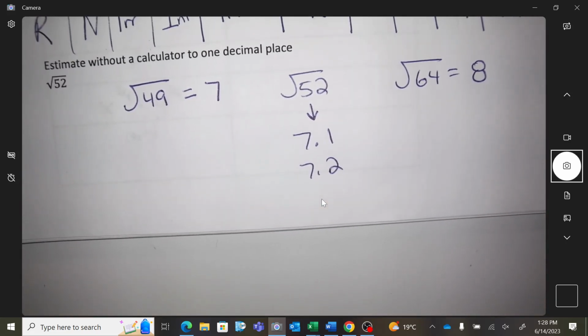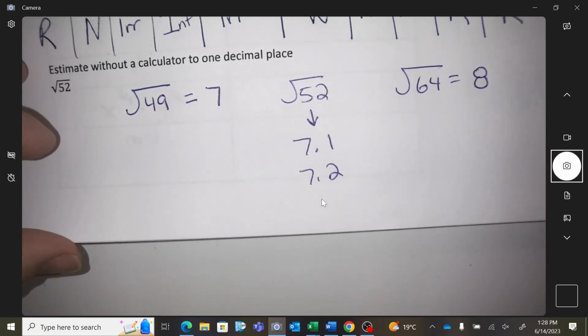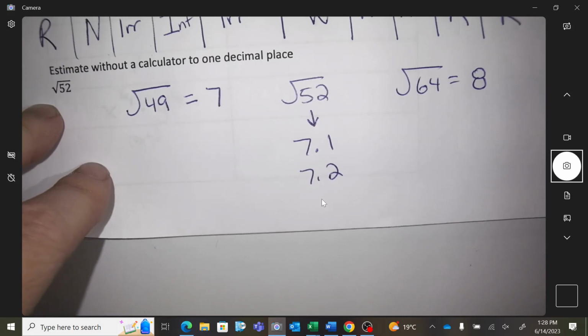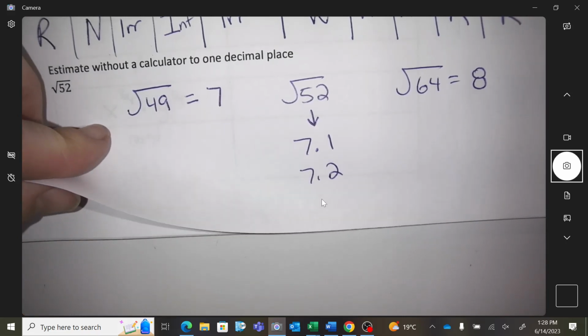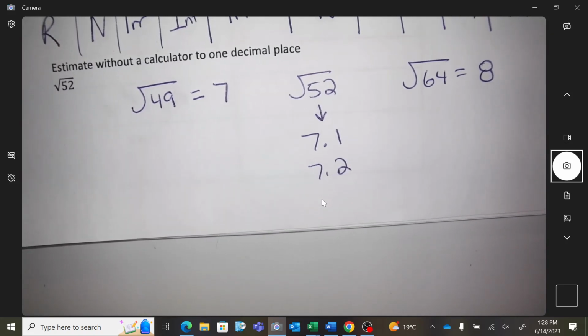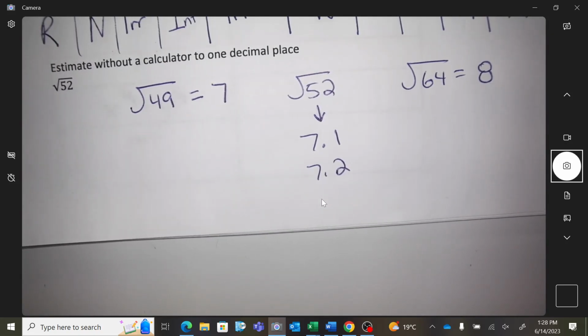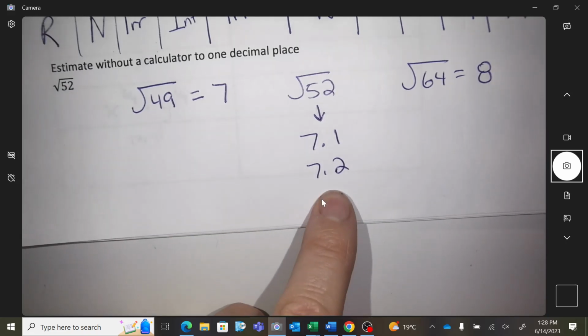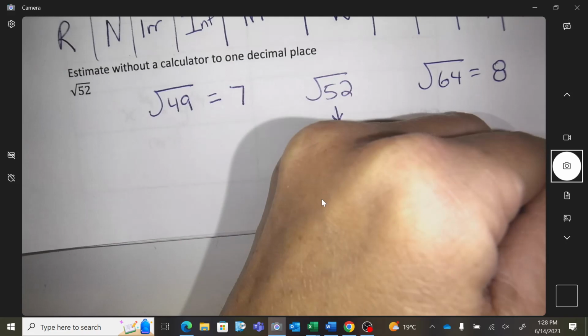7.2. Great guesses, okay? It's a guess, so I'm accepting a few, right? I would definitely be on the low 7, right? 7.187. One decimal place. 7.211. So 7.2 is a closer guess?